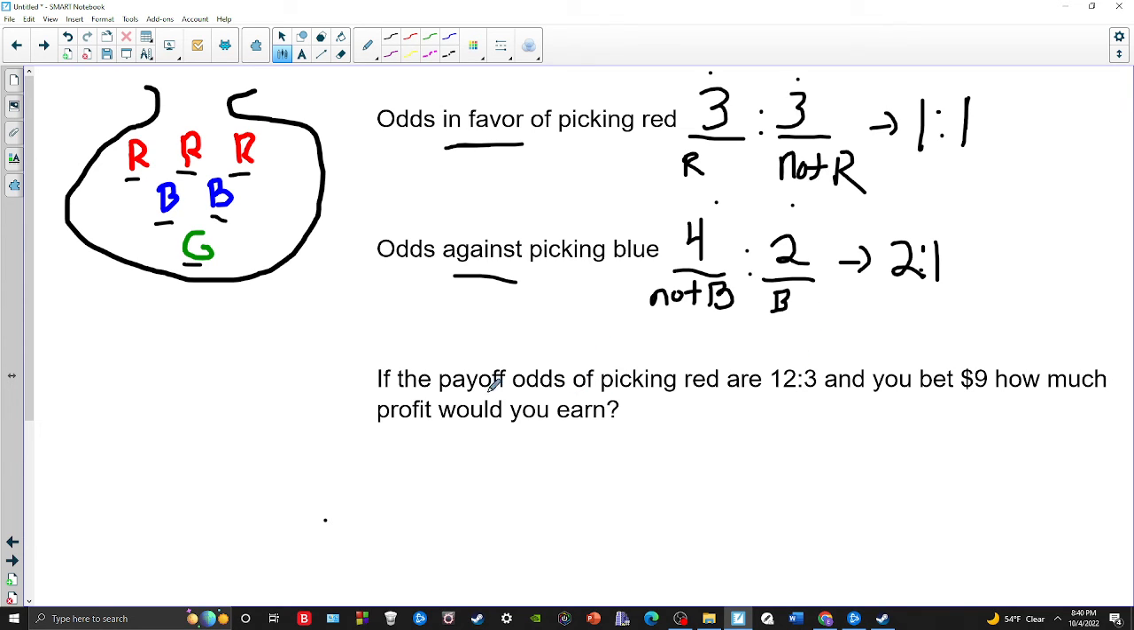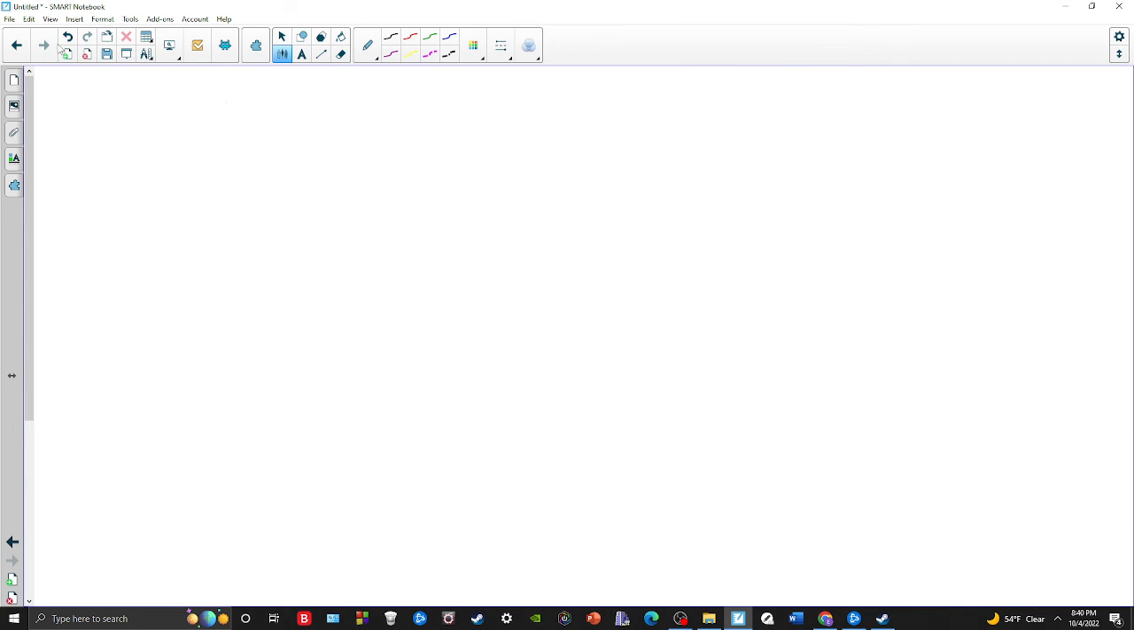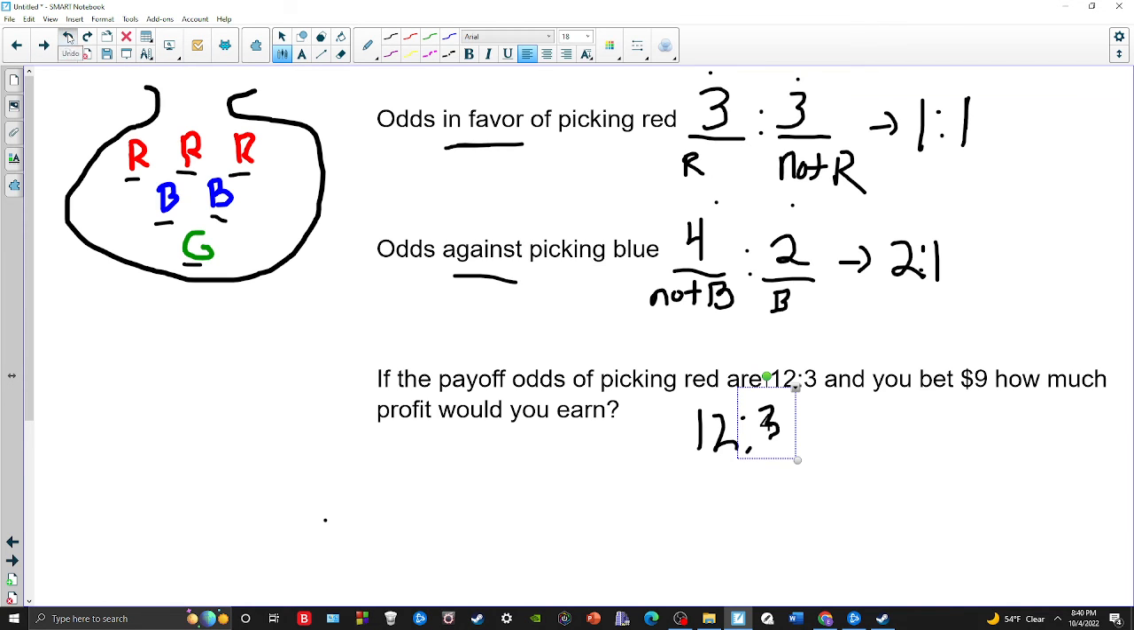So what the payoff odds say is, if this is 12 to 3, that's what the payoff odds are in this problem here. The second number is how much you bet. For every $3 you bet, you earn 12 bucks. So for every $3 you bet, you're going to make $12. So the first number is how much you make. The second number is how much you have to bet to make that. So for every 3 I bet, I earn 12.